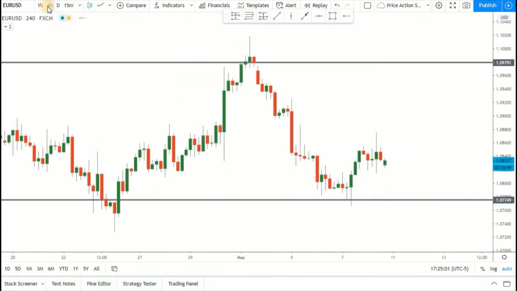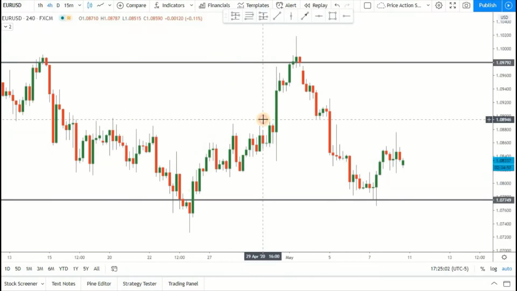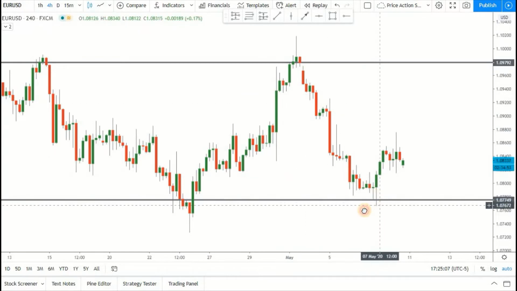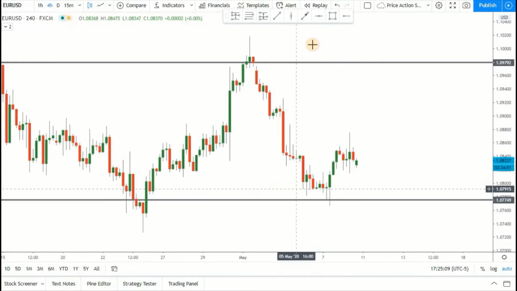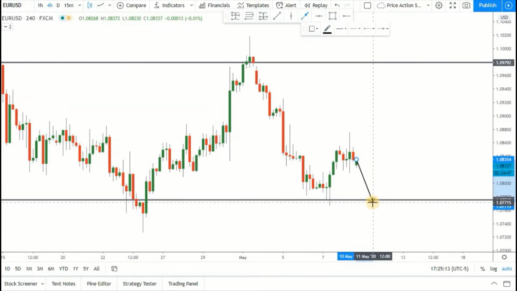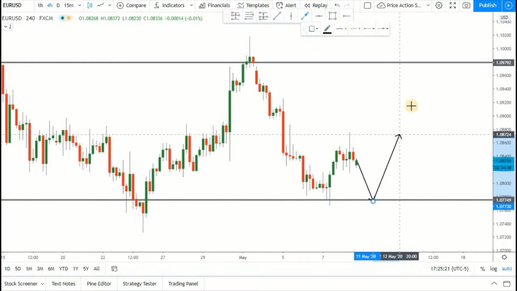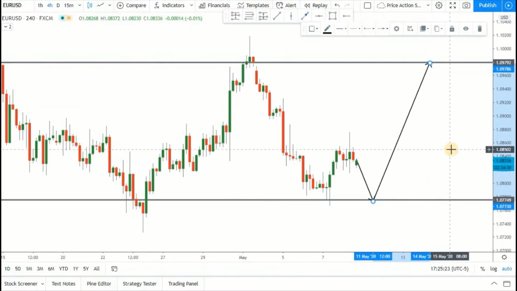Let's jump to the 4-hour and see what's going on here. We can see that price did reach channel level support. So what we could see is a retest back to 1.07749, and from there we could potentially look for a long up to this level.